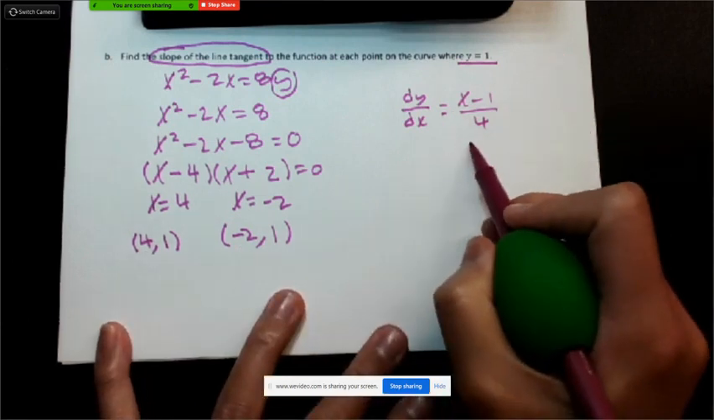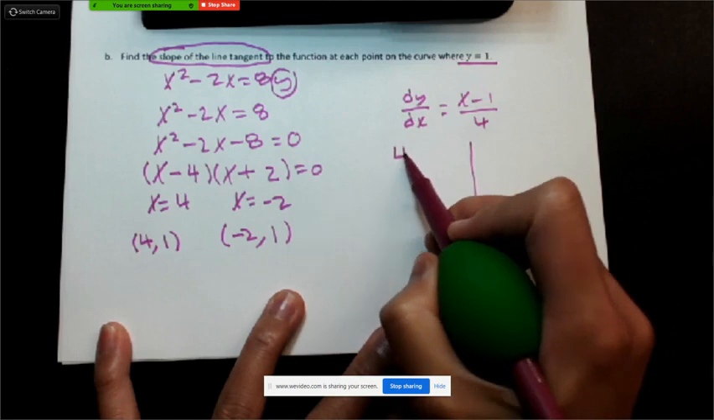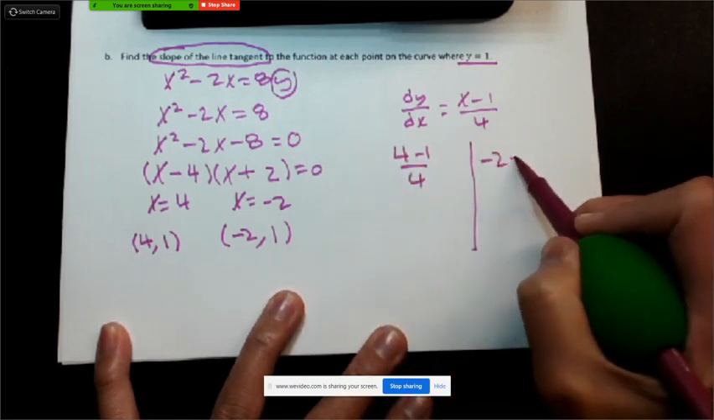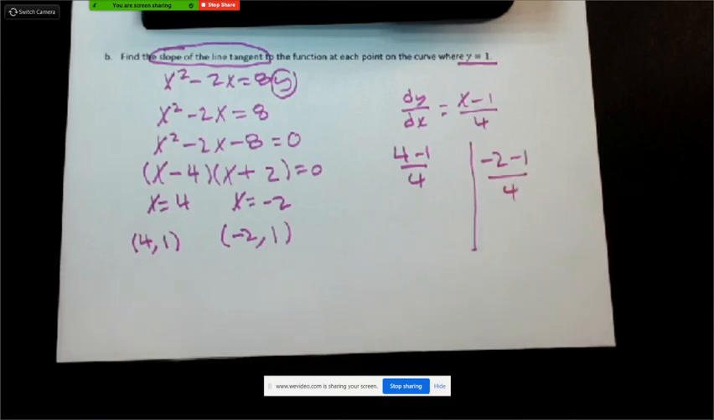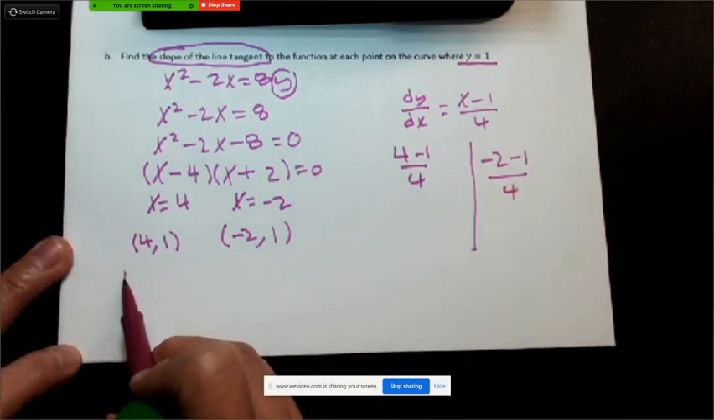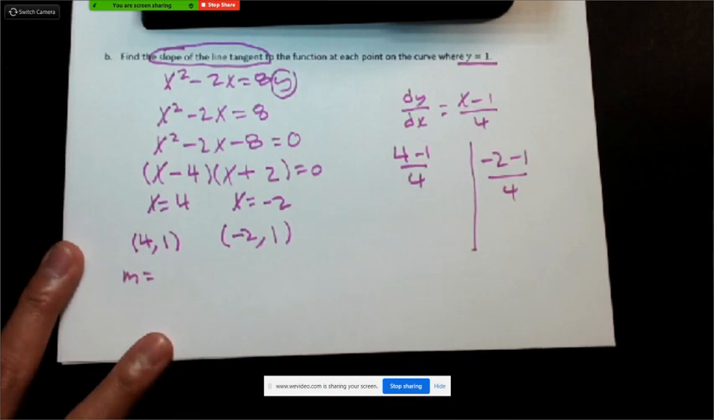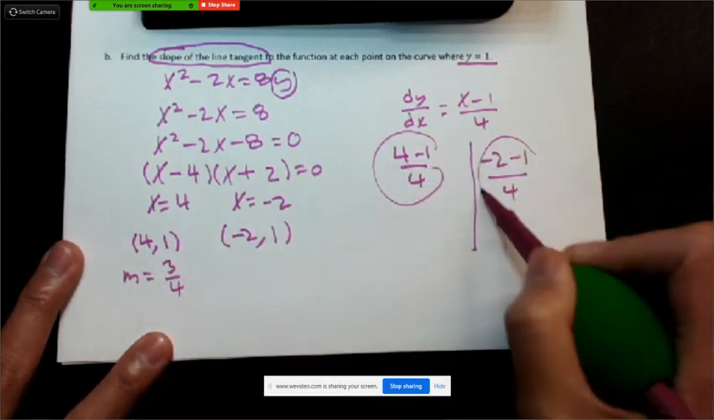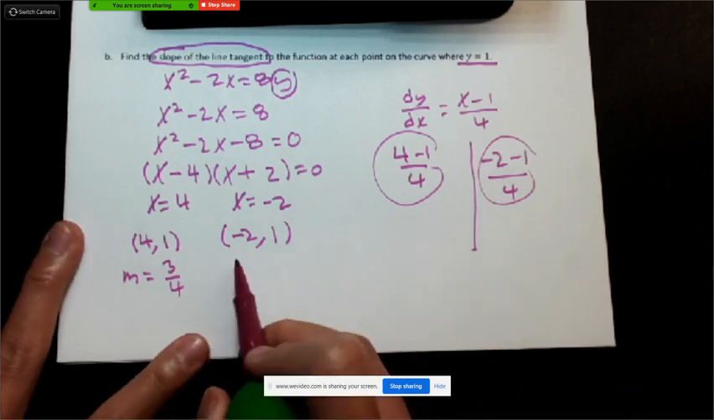So the first one, I'm going to plug in the 4. We have 4 minus 1 over 4. Second one is going to be negative 2 minus 1 over 4. So what is my slope at (4, 1)? 3/4. And then how about the second one? Negative 3/4. Oh, that's right.